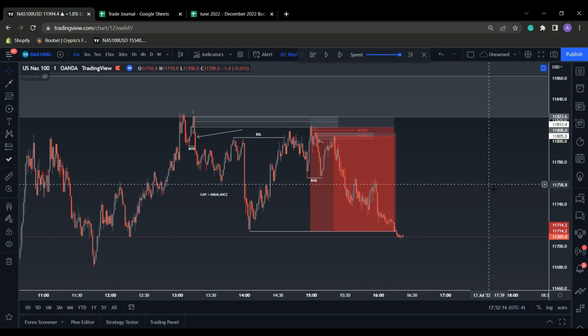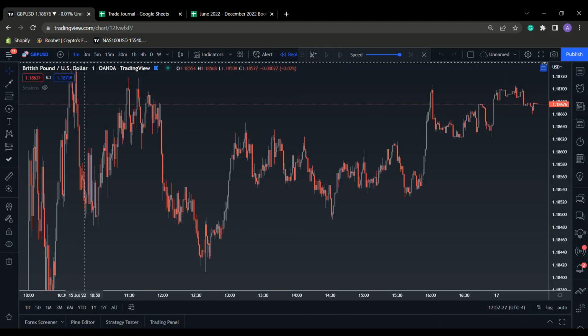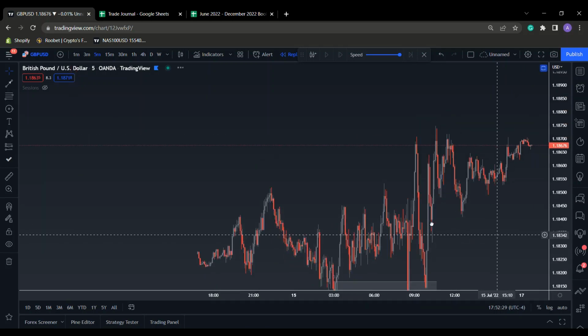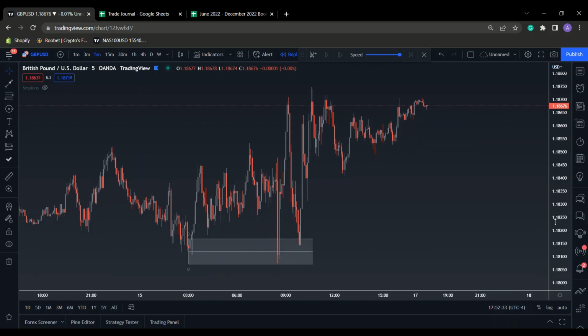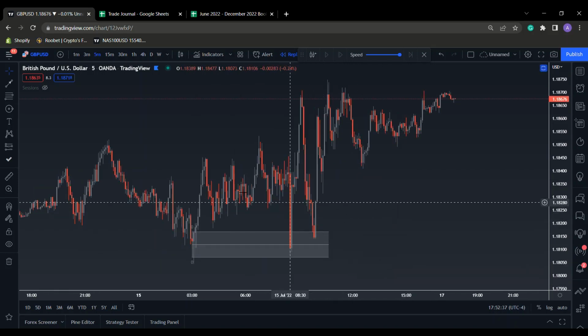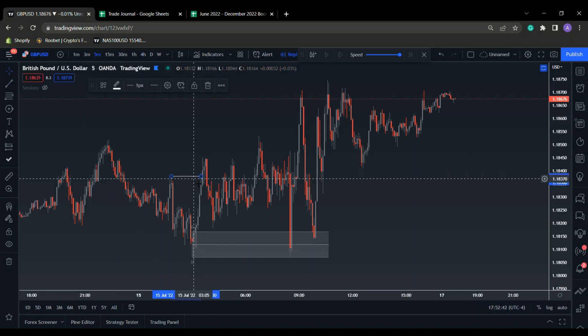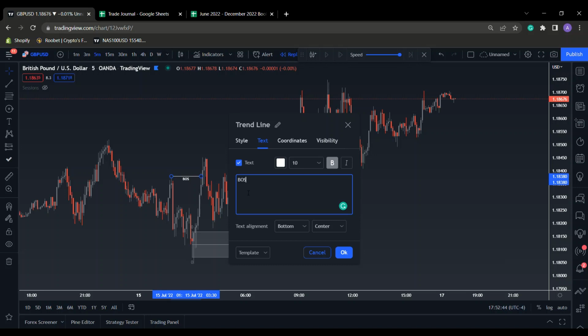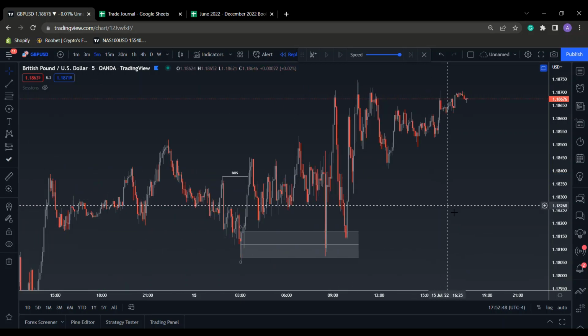It's simple, it's easy. Let's go to GU, just in case you're a currency trader. I know I trade NAS only, but I'm pretty sure this was Friday. So I had this marked up. I didn't take it. I occasionally do mark up GJ, GU, but I really don't take them. I just like to see them play out, just for fun, honestly.